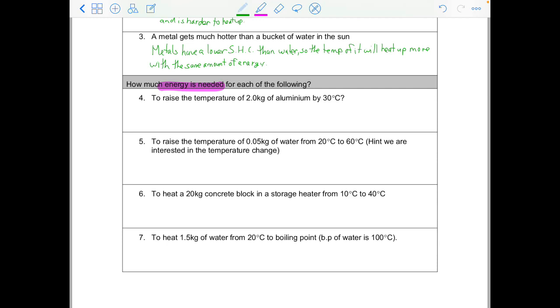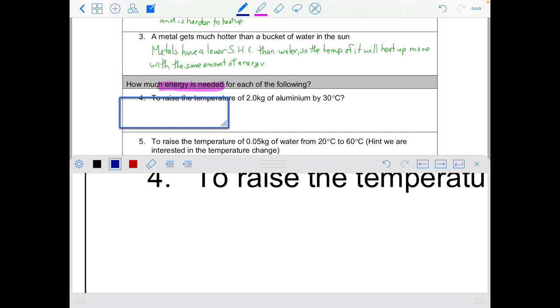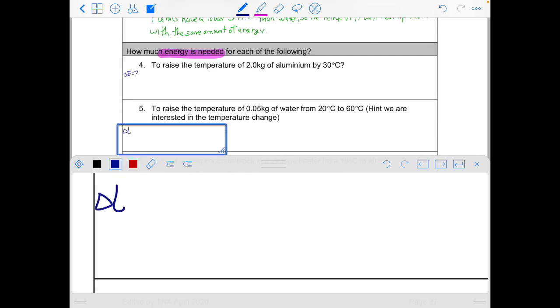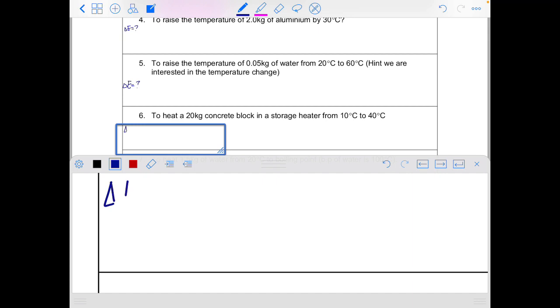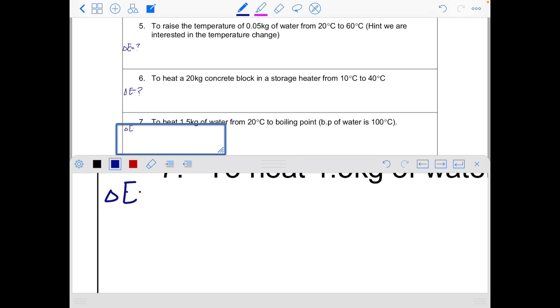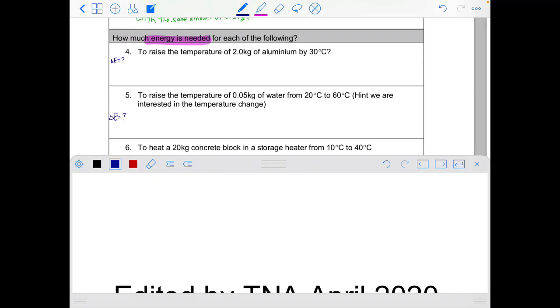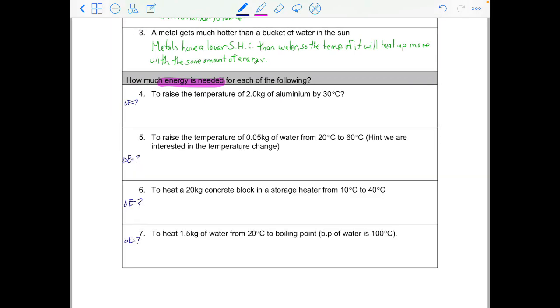So we should write that down for all of these questions, because that's something we know. We know we're looking for the energy without it being directly in the question. So our change in energy is our unknown. All right. And then we need to look at each question individually after that.